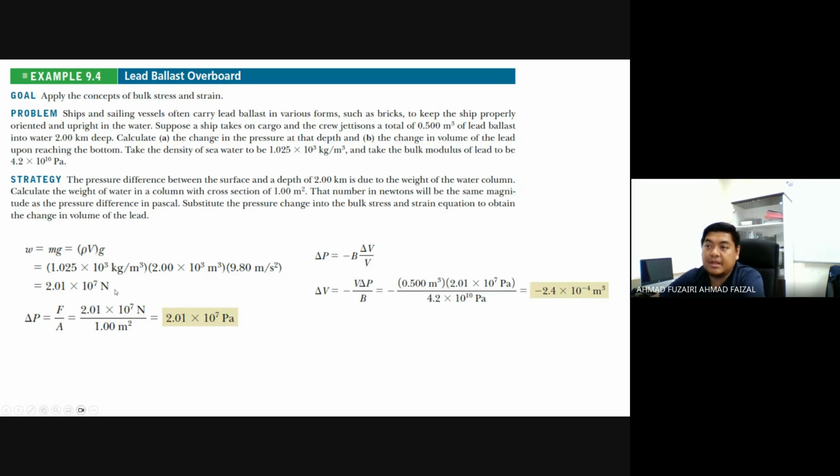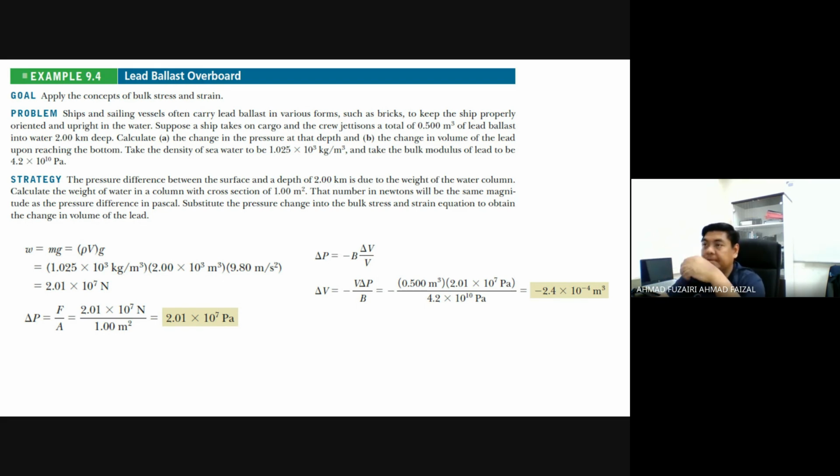Then the weight of the ship is given by 2.01 times 10 to the power of 7 newtons. So that is the weight of the ship. First, the weight of the ship, because later we will apply it to get the force, in terms of delta P that we will calculate. The first is the change in the pressure at that depth.